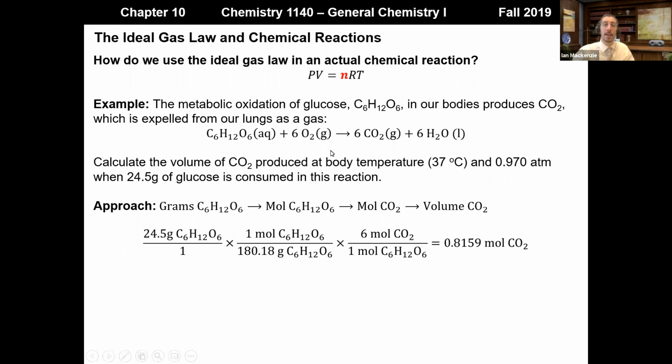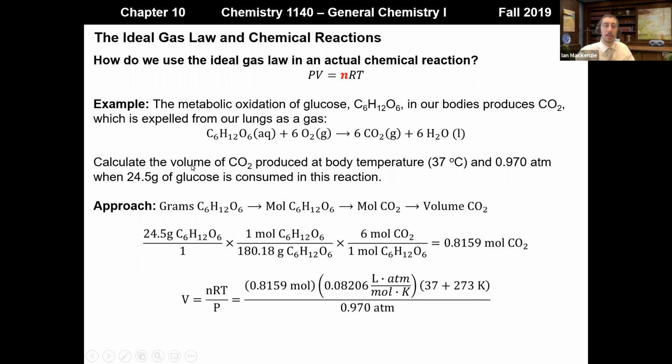And now that I know N, I can rearrange the ideal gas law to solve for V. So V is equal to nRT over P. We substitute moles in, we substitute the gas constant in, we change 37 degrees Celsius to Kelvin, and we divide by the pressure, and what we come out with is a volume of 21.4 liters. So going through the metabolic oxidation of 24.5 grams of glucose, you would exhale, in a continual process, not all at once, 21.4 liters of CO2.